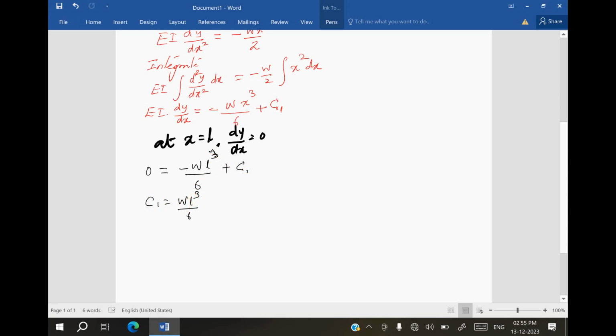Now let us substitute it. So you get EI into dy by dx is equal to minus Wx cube by 6 plus WL cube by 6, instead of C1. So integrate again.